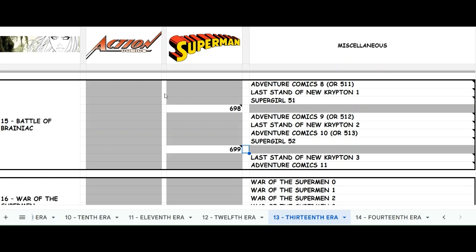If I'm reading Superman issue 699 and it's to be continued in 2 other issues, what's the perfect reading order? Which one do I read in the right order? Do I read half of the Last Stand of New Krypton 3, then a couple of panels of Adventure Comics 11? How do I do it? If they happen at the same time, how am I meant to read them at the same time? And this comes into my whole idea of Type P and Type J readers. You just have to kind of work it out for yourself.